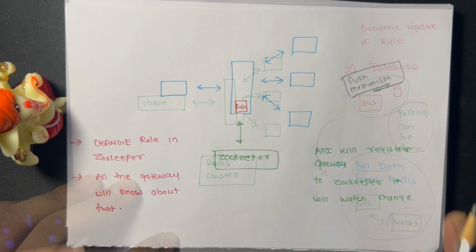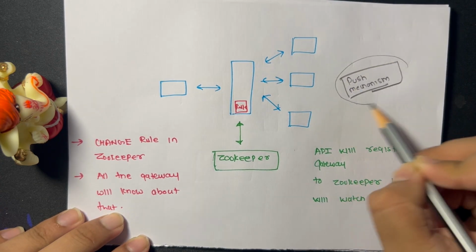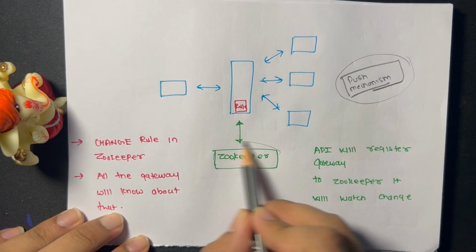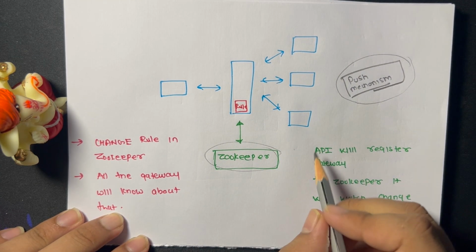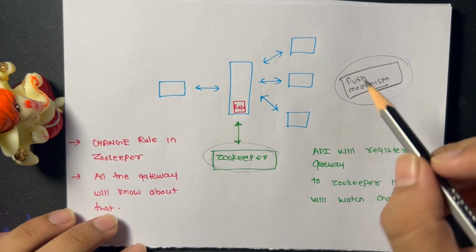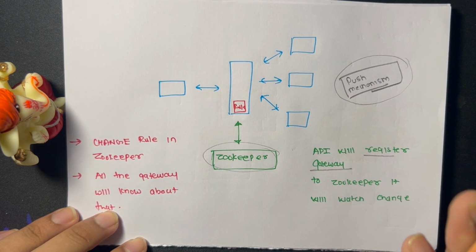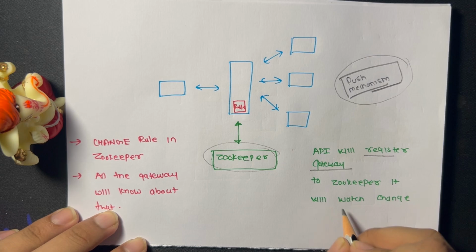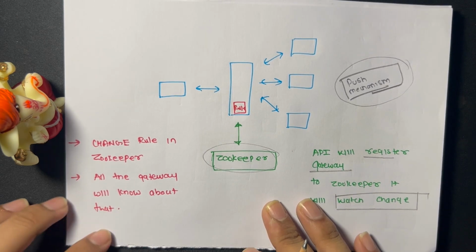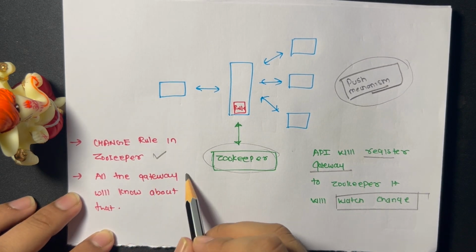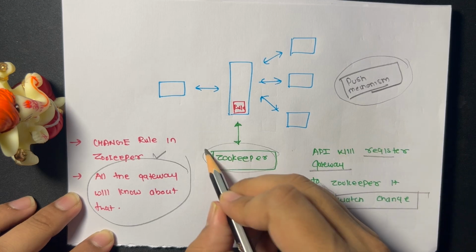The best solution is using a push mechanism. We can store the rules on ZooKeeper. Whenever an API gateway starts, it will register itself on ZooKeeper, and it will also watch for changes to the rules. Whenever there is a change in the rules, all the gateways will be notified about it by ZooKeeper.